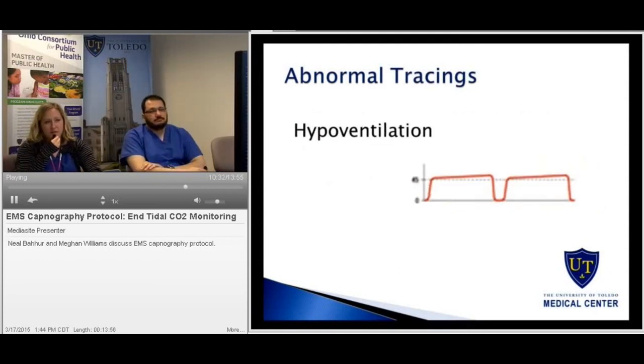This tracing looks like it's a normal tracing. It's just very slowed, very prolonged. This would be your hypoventilation tracing. So if you notice that, yes, you have the 35 to 45 normal levels of CO2, but everything just looks very prolonged, this means the patient's just not taking enough breaths. So if you're bagging the patient, maybe speed it up a little bit. That's all that this is showing.